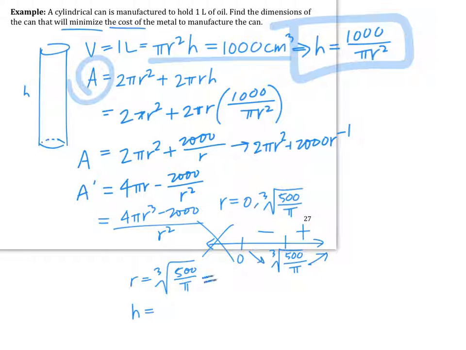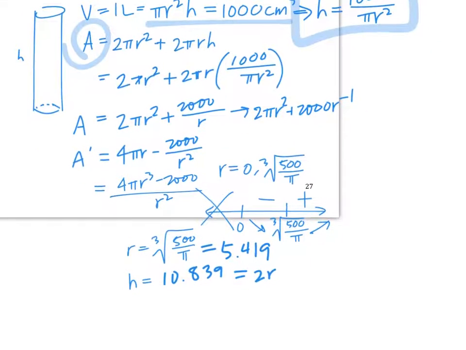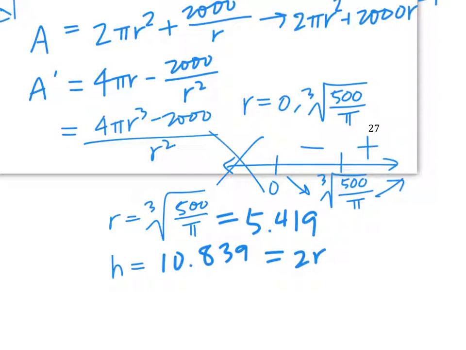Okay, R is 5.419. H is about 10.839, which is actually just 2R. So that's going to minimize the surface area of the can. If you plug it back in, you'll see that it's 2R.